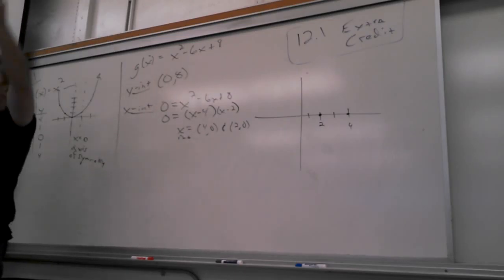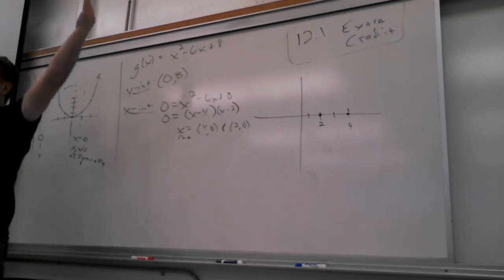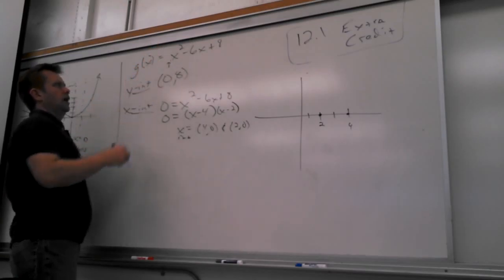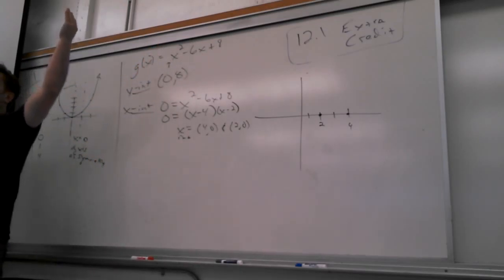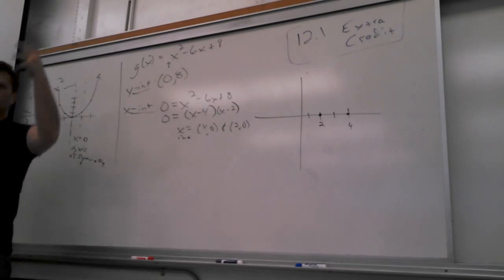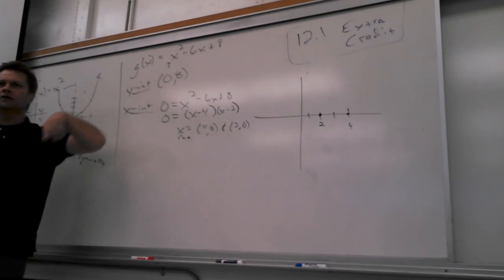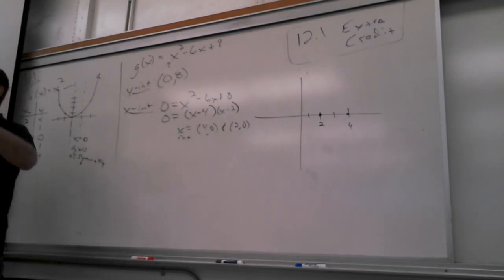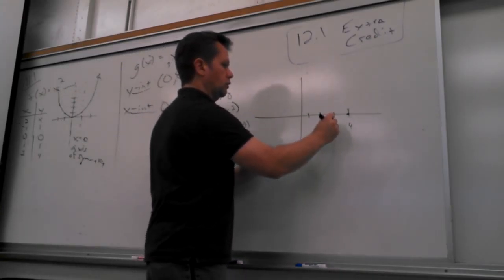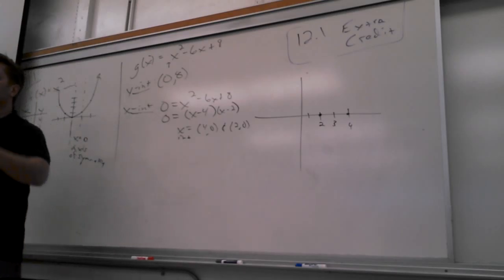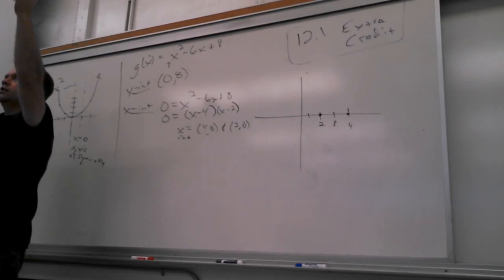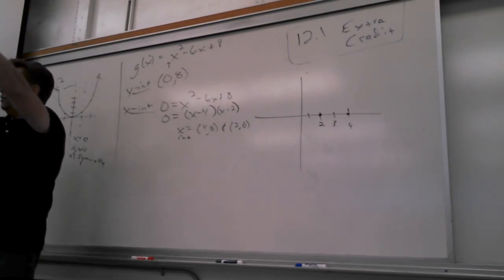How do I know it's opening up, for example? How do I know this thing is like this and not opening down? Because the A piece is positive, so I know it's opening up. If I made it negative x squared, it would be opening down. Slopes get a little freaky when you have curves, because they turn. So I don't know where the vertex is, but I know that X has to be 3, because it's symmetric. If I know 2 points are across from each other on a parabola, the vertex has to be on the line in the middle.